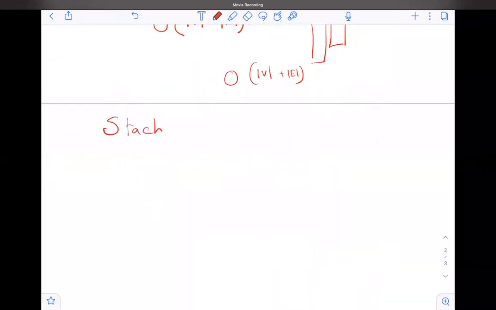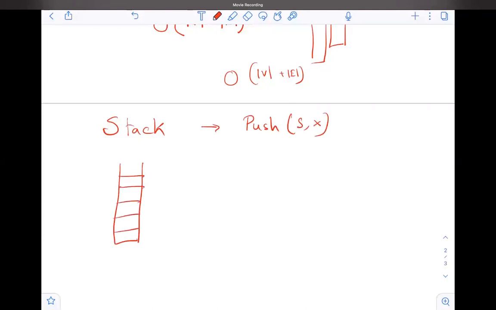A stack allows you two operations. One is called a push. You take a stack S and push: you take X and put that X on top. That's basically push. Then there is an operation called pop, which says you take the stack, look at the topmost element, here in this case X, output X, and remove this X from the stack.